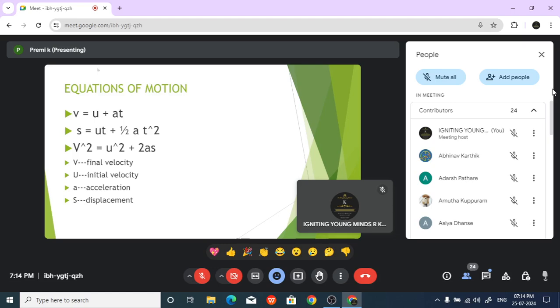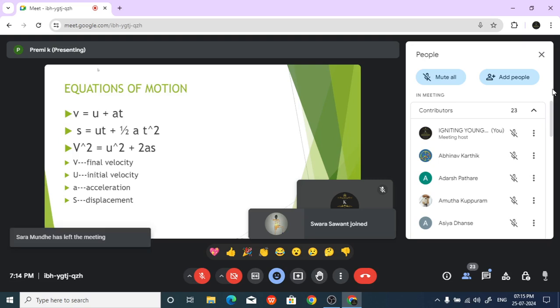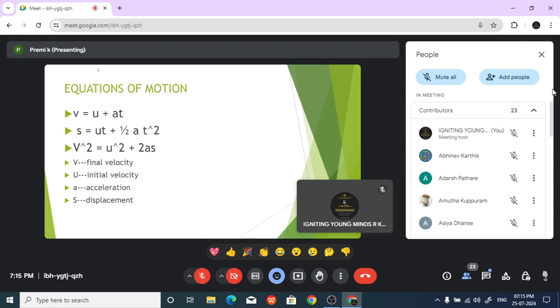The second one is S is equal to UT plus half AT square. S is the displacement traveled by an object. Now the third one is V square is equal to U square plus 2AS. I've already said V is the final velocity, U is the initial velocity, A is the acceleration, and S is the displacement. Okay? Any one of you, just read this.